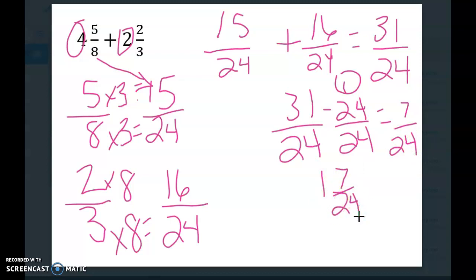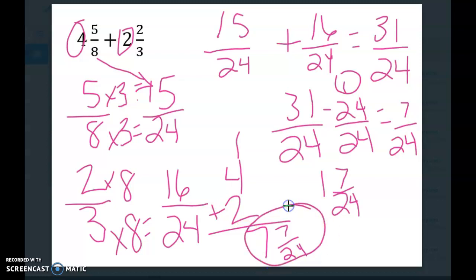Now I can add in my mixed numbers. So now I have 1, 4, and 2. Adding them together gives you what? 7 and 7 24ths. I know it's a lot of work. Just remember your steps. Keep this video up because I go step by step to help you out.